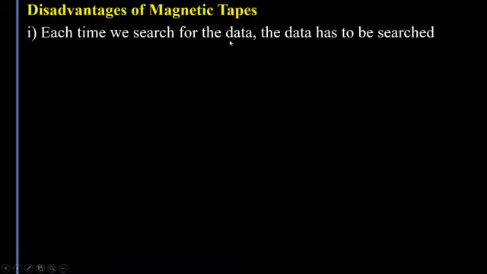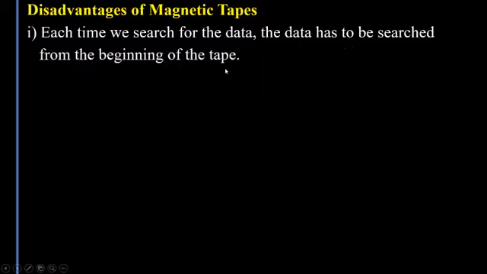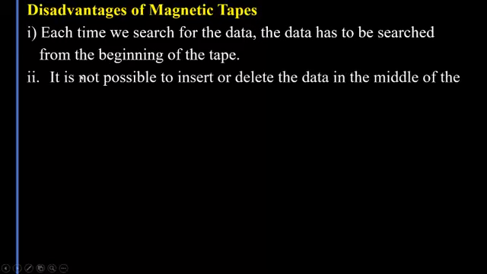Each time we search for data, the data has to be searched from the beginning of the tape because they are sequential. So you can't easily locate data directly. You have to search by forwarding or rewinding to get the other item of data that you need. And this makes it very difficult to access information there. It is not possible to insert or delete data in the middle of the tape. It is very hard, because of its sequential manner.